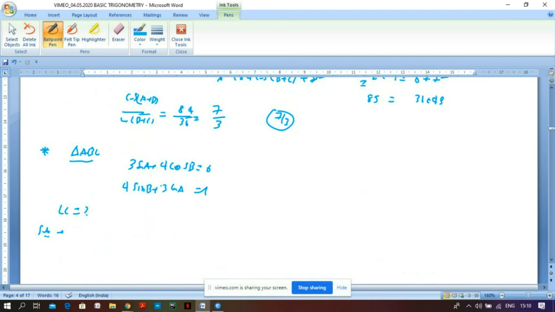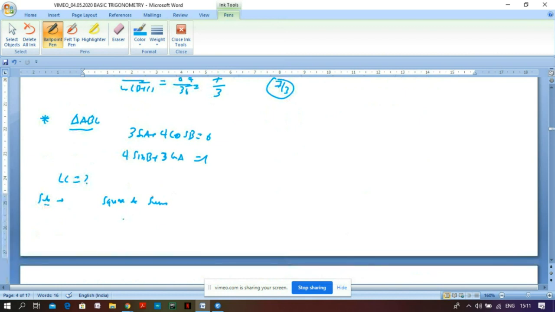So what we do first, that again we use sum of squares. So you square and sum. So you do sum of squares for these two expressions. That will give you 9 sine square A plus 24 sine A cos B plus 16 cos square B equal to 36. And similarly, you will have here 16 sine square B, and 9 cos square A. And here you have got again 24 sine B cos A equal to 1.